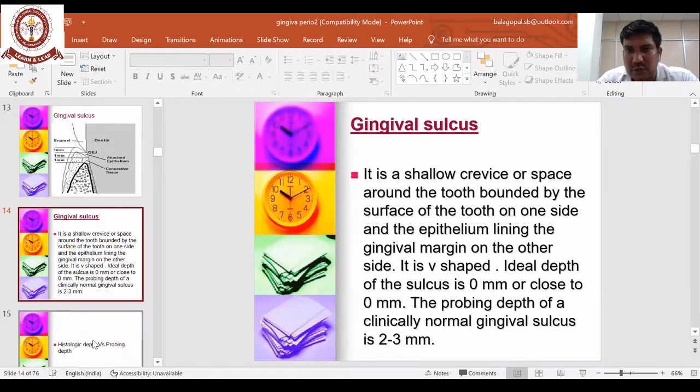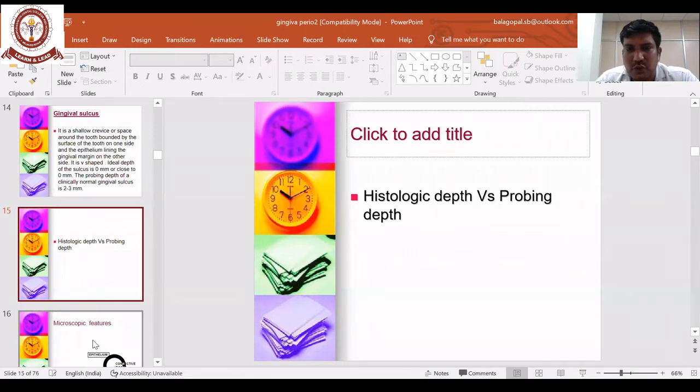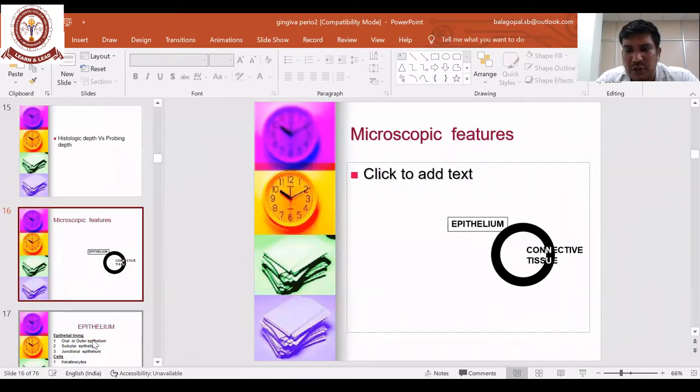So we have seen about the parts of gingiva. Now we have seen about the outer gingiva, which is marginal gingiva, attached gingiva, and the interdental papilla. So the inner part of the gingiva is called the gingival sulcus. It is closely attached to the tooth surface. So we have to know the depth of the gingival sulcus. If it is a deep gingival sulcus, it causes periodontal disease.